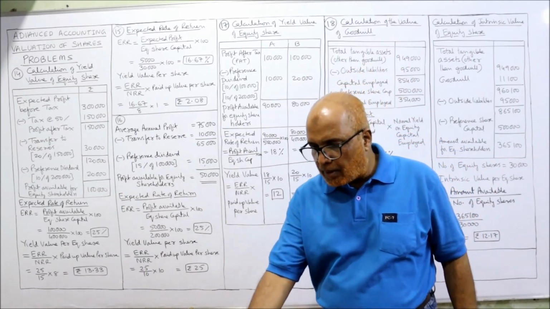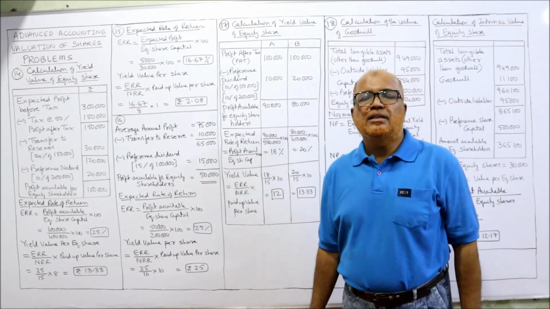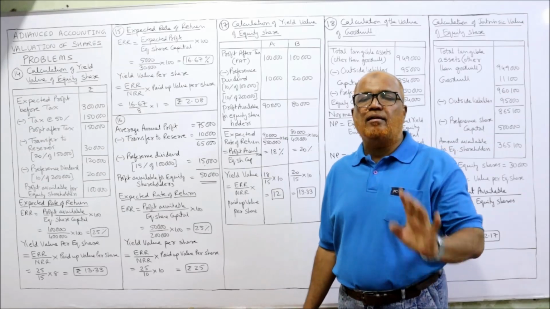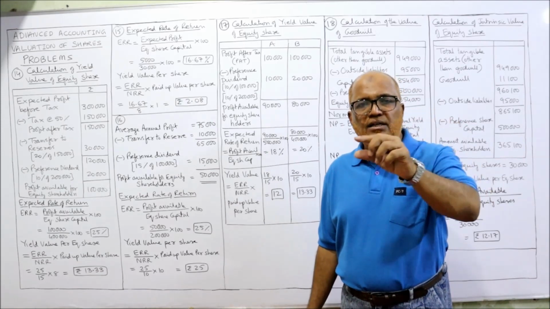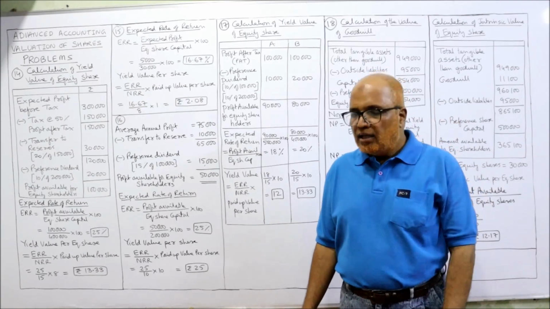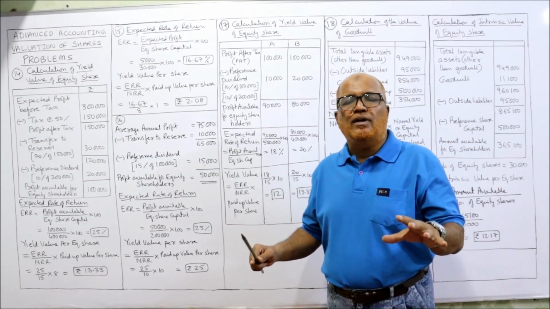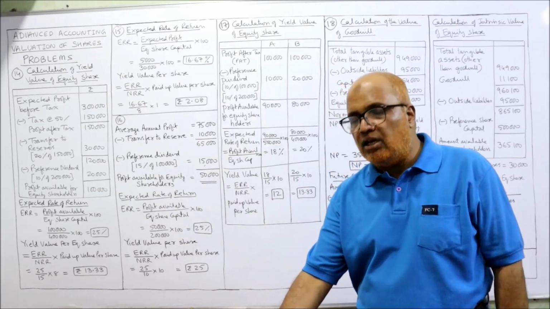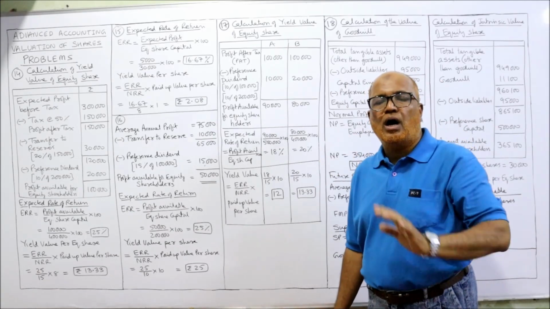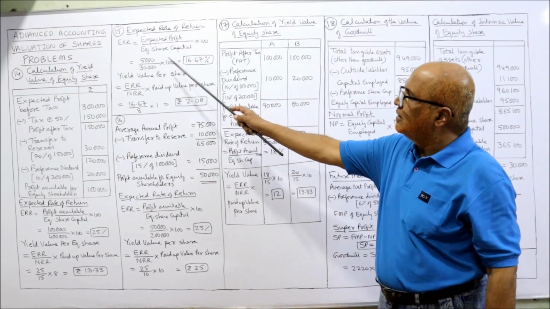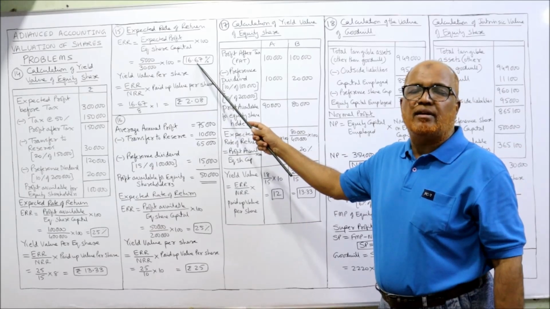Normal rate of return is given in the problem as 8% and the paid up value per share is given as 1 rupee. But the ERR, expected rate of return, is not given. So how to find it? Net profit divided by equity capital into 100. The net profit is given in the problem as 5,000 and the total equity capital of the company is 30,000, that is 30,000 into 1 rupee. So 5,000 divided by 30,000 into 100 gives 16.67, which is the ERR, expected rate of return.